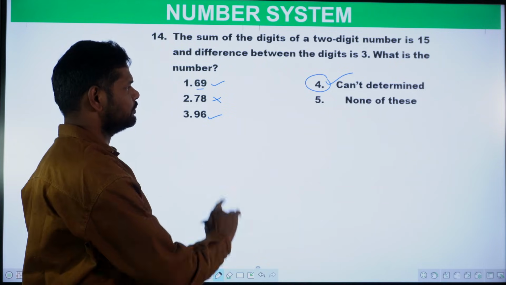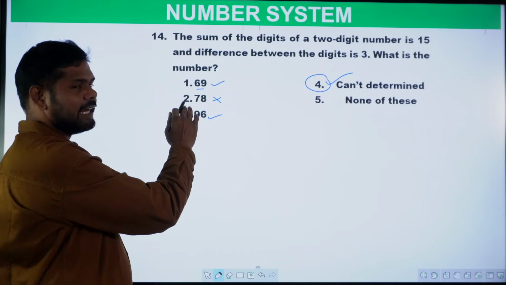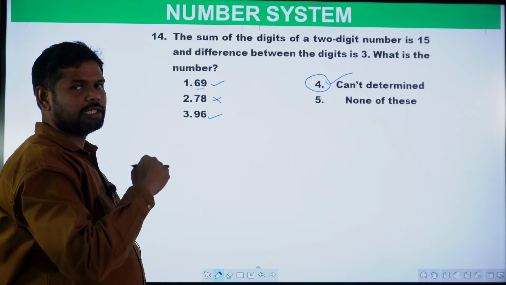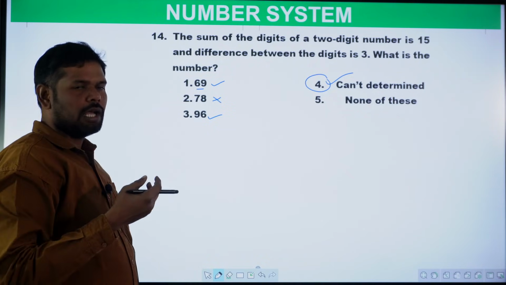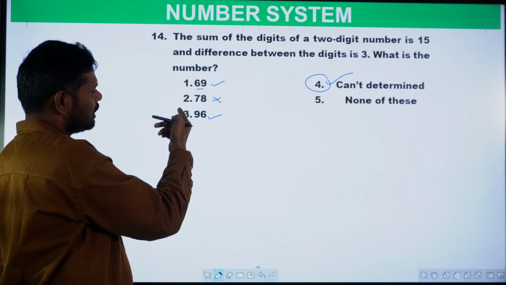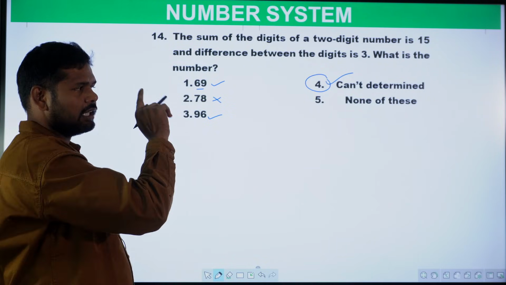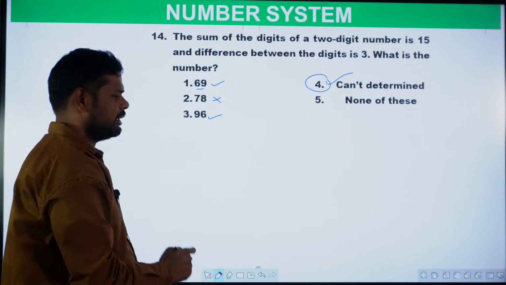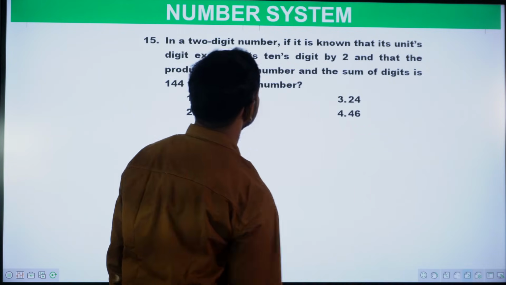If only 69 is there, I choose 69. If only 96, I choose 96. But both 69 and 96 are there, so I am confused. This one or that one, both are satisfied based on the given condition. That's why I can't determine which one is correct, so the correct option is cannot be determined.